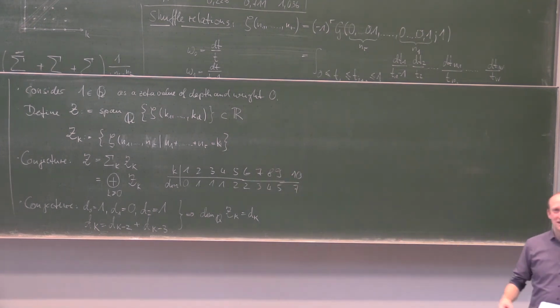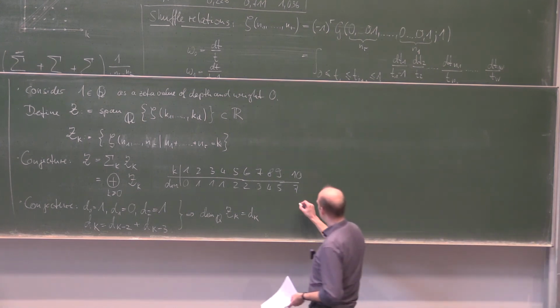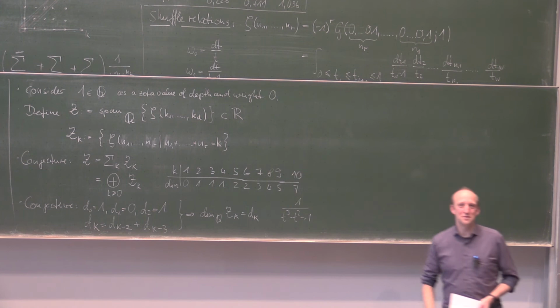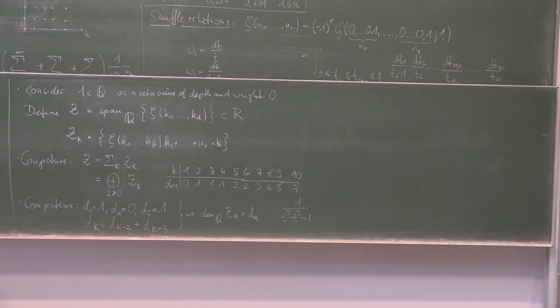You can also write that as the coefficients of a generating series. The generating series you want to consider is 1 over t cubed minus t squared minus 1. And if you consider the coefficients, you will get exactly the numbers in the lower line.